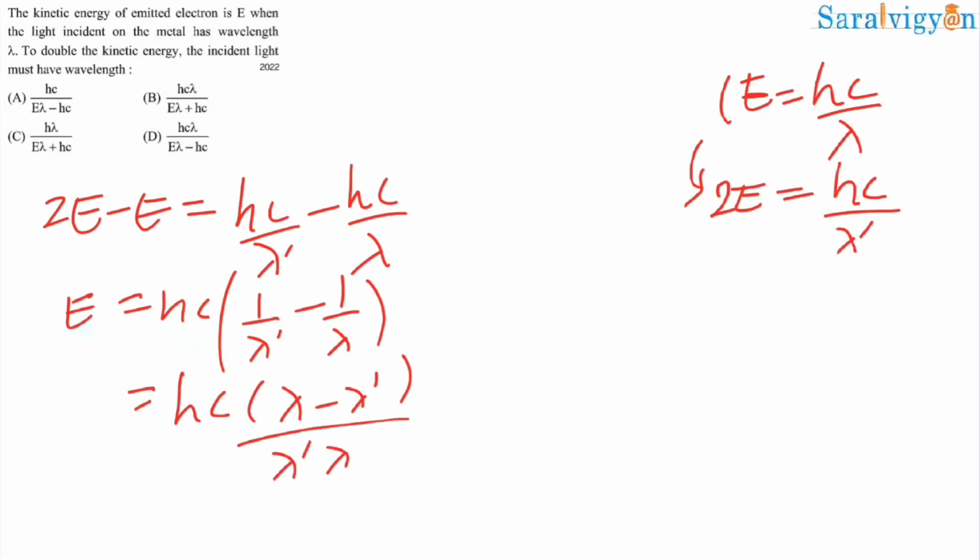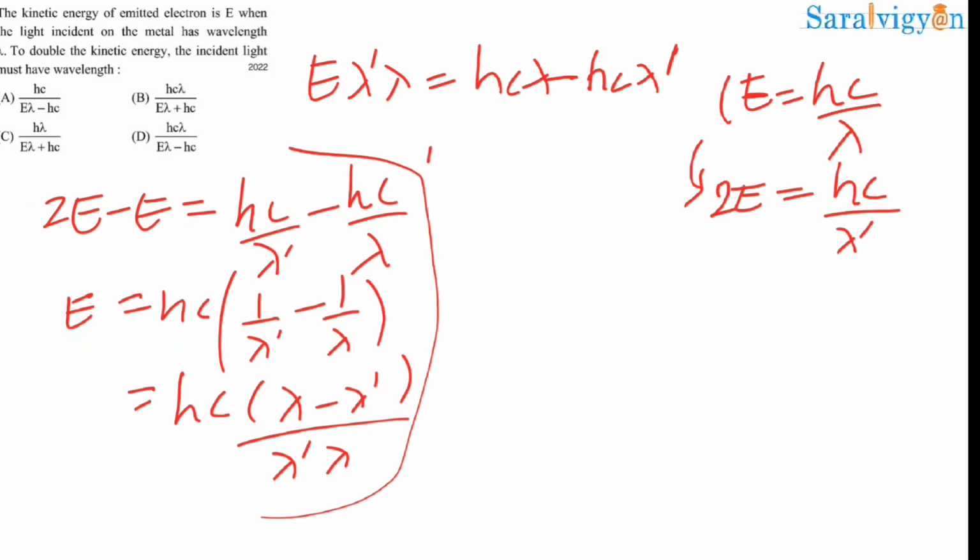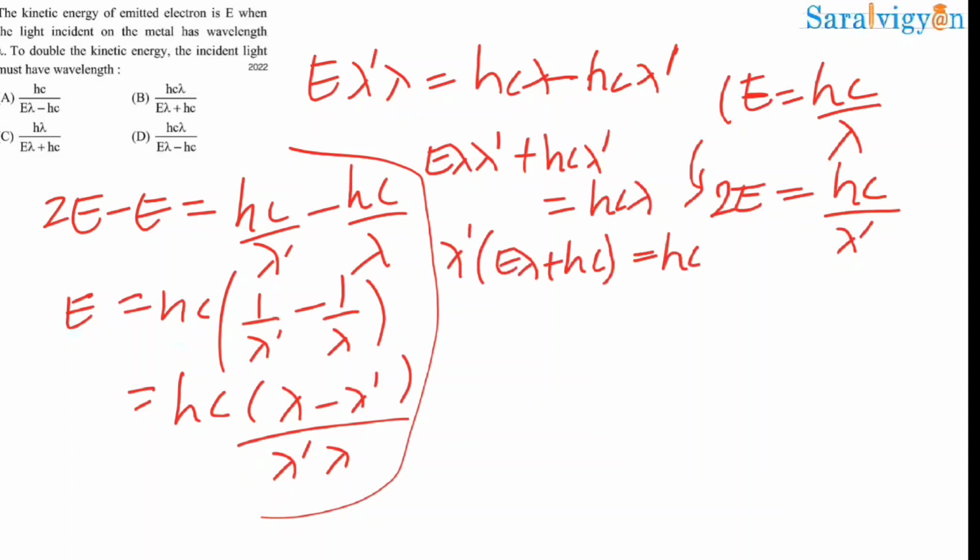Now we can take hc common. So we have E into lambda dash lambda is equal to hc lambda minus hc lambda dash. We're doing this so that all lambda dash terms go to one side. So we can take the lambda dash term here. Now let us take E lambda dash plus hc lambda dash is equal to hc lambda.